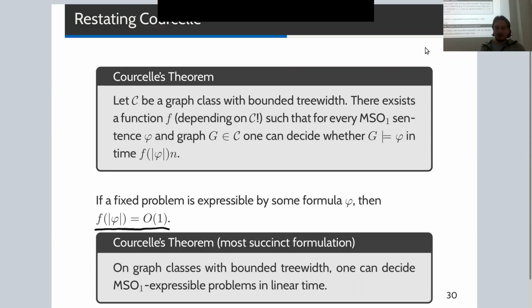If you have a class with bounded tree width, then you can decide an MSO-expressible problem in linear time. Because both the length of the formula and the tree width are bounded by some fixed constant, they fall into the O notation. And the thing left is only O(n). And this is a very nice way, I think, to write these kinds of meta theorems. Of course, you need a bit of background to understand all this, but it's very succinct, I think.